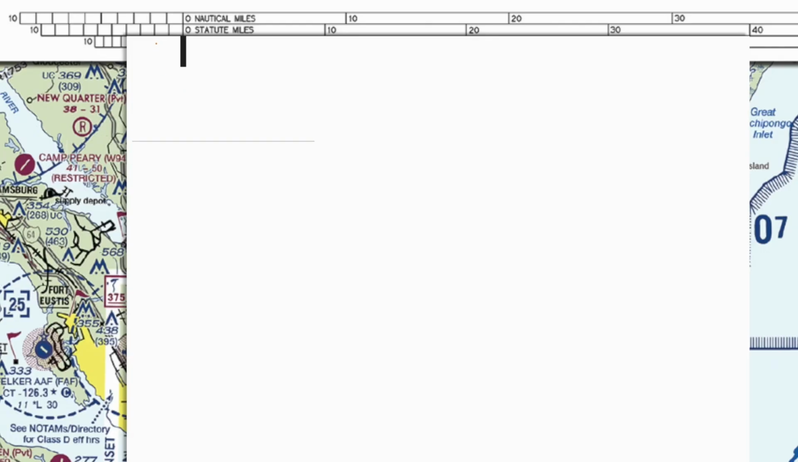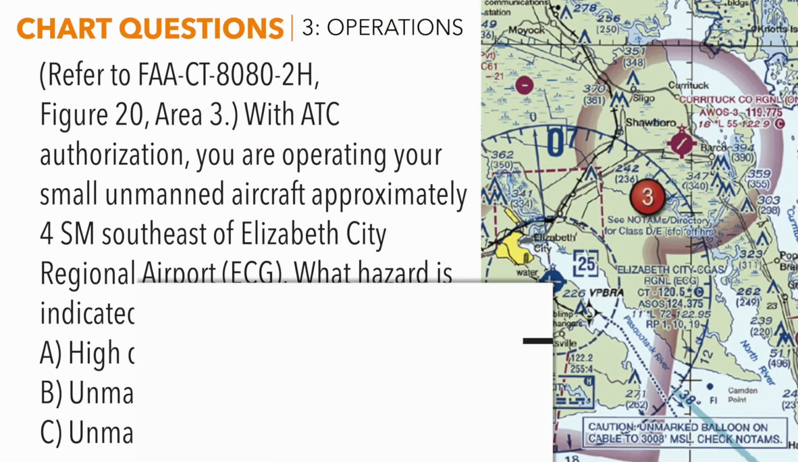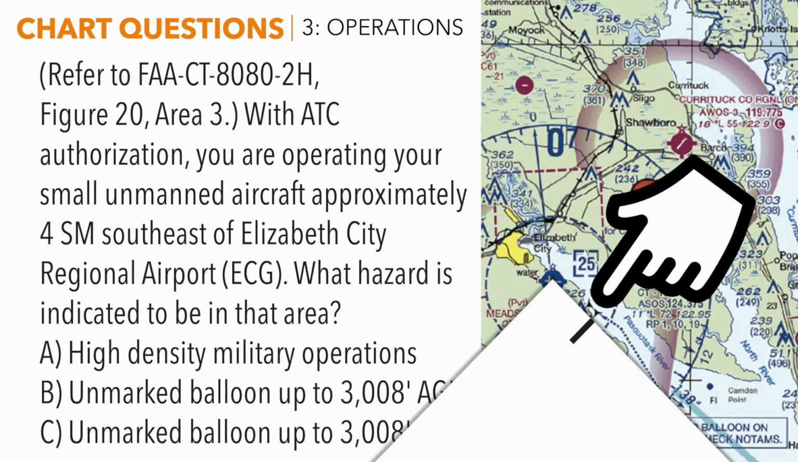Once you have that measured out, take one end down to Elizabeth City. Here's 4 statute miles to the south, and then we'll just rotate that over to the east. And we're looking in this general area here at 4 statute miles southeast of that airport.